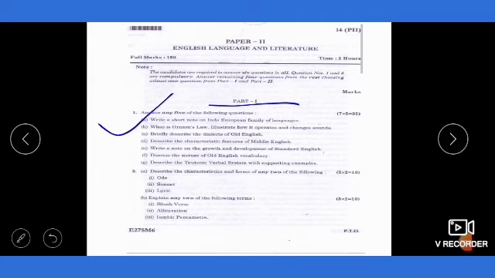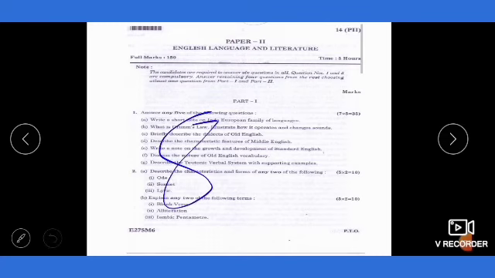As in syllabus, I have discussed that this Paper 2 is divided into two parts, Part 1 and Part 2. The question pattern is also divided the same way, Part 1 and Part 2. Total number of questions is 8. Total number of questions from Part 1 and Part 2 is 8 and you have to attend only 6. Okay, 6, how you have to do?